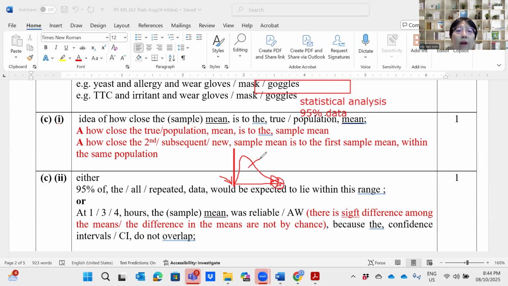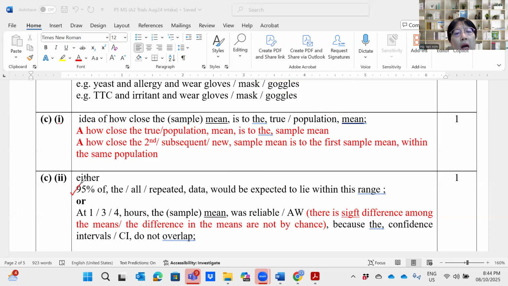Okay, so therefore we reject all these values here and retain the 95% confidence interval. That means 95% of the data will lie within this range. Okay, and because we reject the extreme 5%, that gives us 95% confidence to make conclusion. Okay. So this is the first marking point.